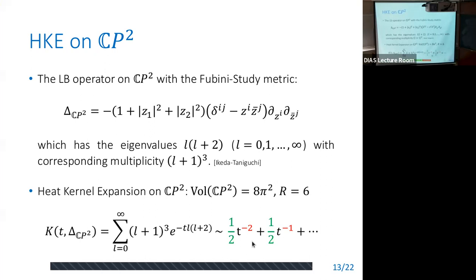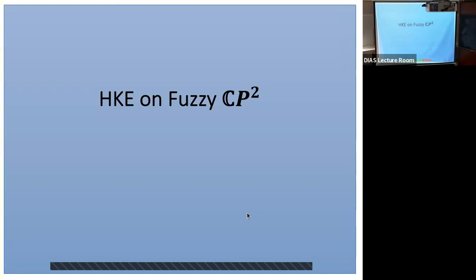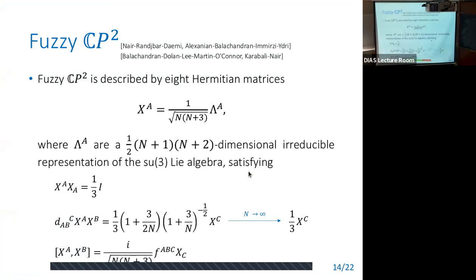Now I'll focus on heat kernel expansion on the fuzzy complex projective space. This fuzzy complex projective space is described by A Hermitian matrices instead of A real coordinates. And these are just some pre-factor times this lambda matrix, where lambda is a 1/2 (n+1)(n+2) dimensional irreducible representation of the SU(3) Lie algebra. And these matrices satisfy these conditions, which are again very similar to the conditions for CP2, and in the large N limit, they do recover the same relations.